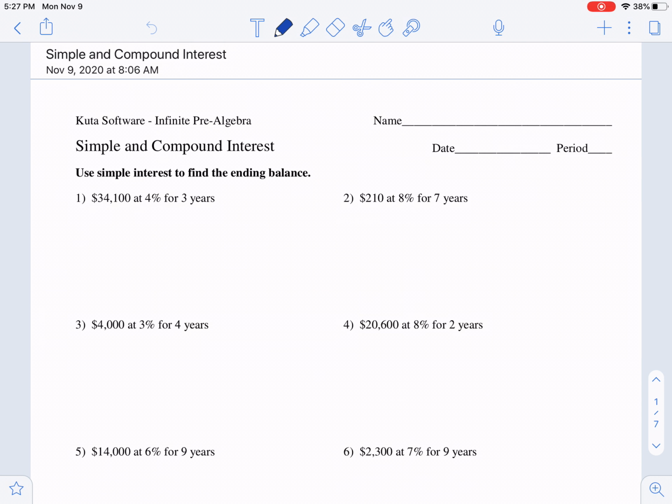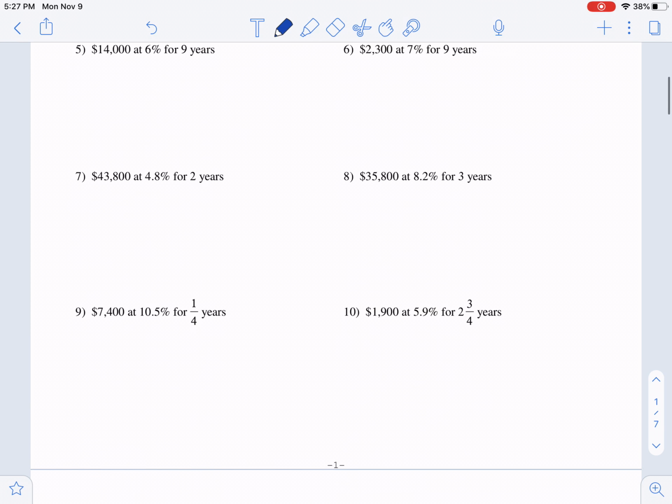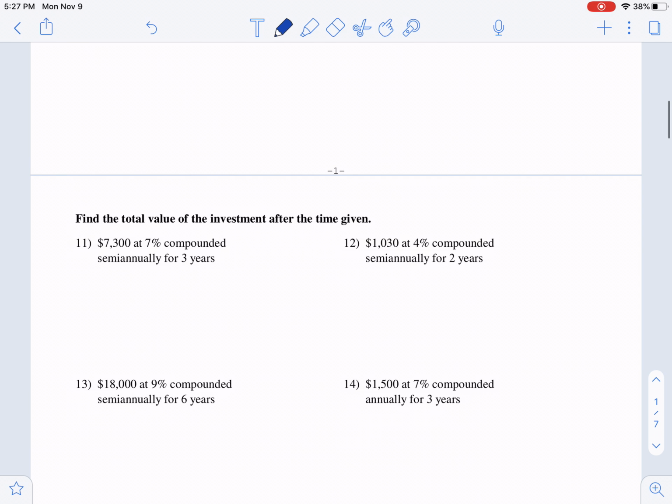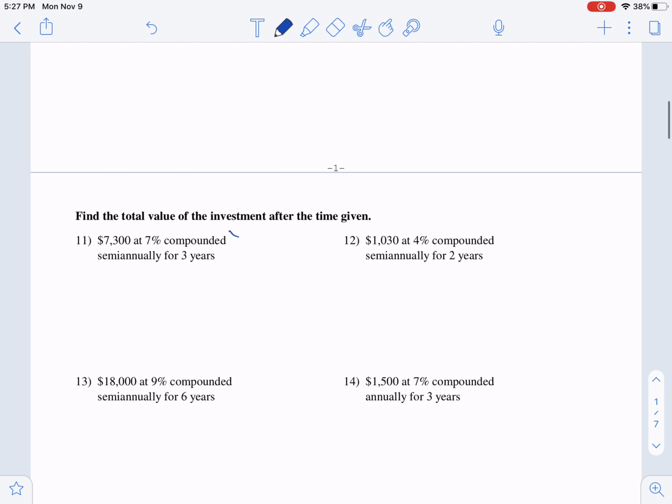So, this is simple interest right here. When you get here, you can see the word becomes compounded. All these words can become compounded. Let's just pick any one of these. Let's pick number 14. How's that? Okay?